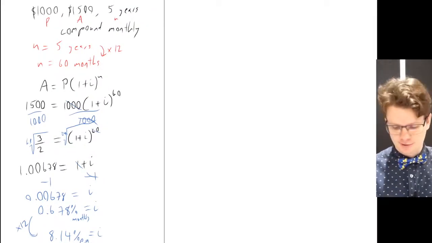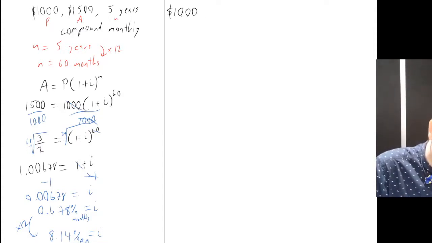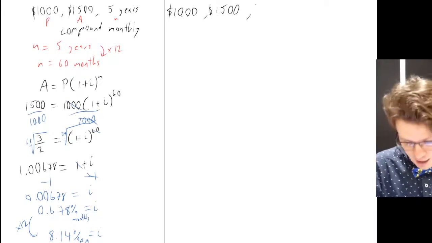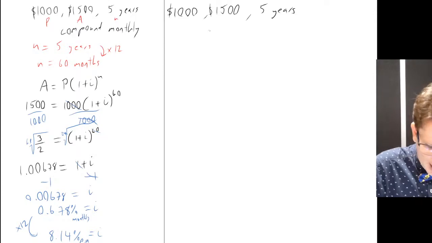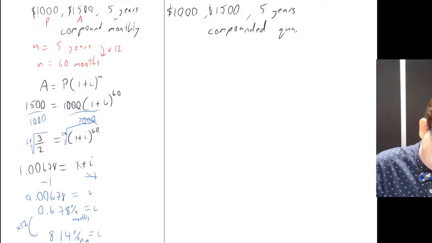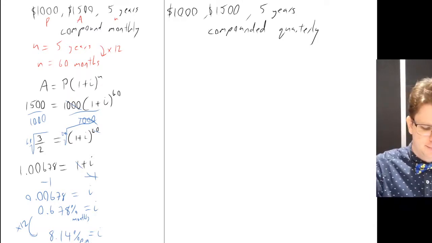Alrighty, last question of this lesson. We'll say it's $1,000, and $1,500 is what we want to have in the end. I'll say 5 years. And this time I'll say it's compounded quarterly. Alrighty, so pause the video, have a go. Bit of a toughie, not impossible.